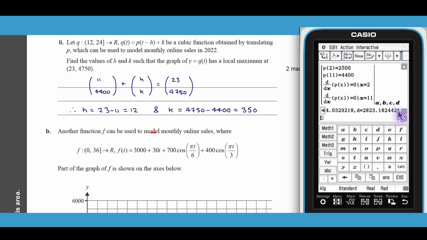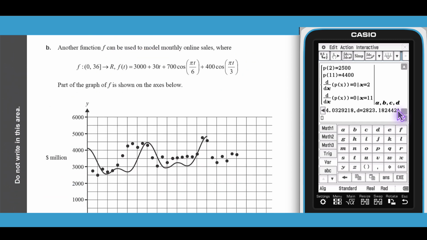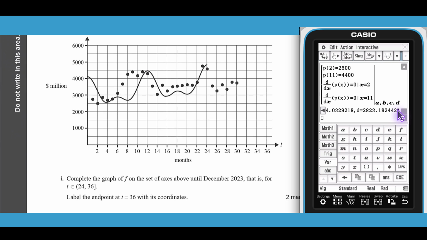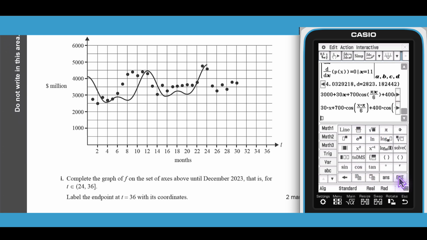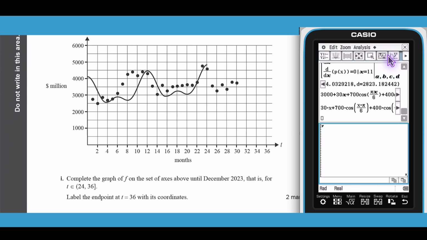In Part B, we are introduced to another function that can be used to model this sales data. In Part 1 of this question, we need to finish off this function's incomplete graph and label its endpoint. To help me do this, first I'm going to enter the expression for f into my ClassPad's main app. With that done, I'm going to tap the graph icon from the top toolbar.